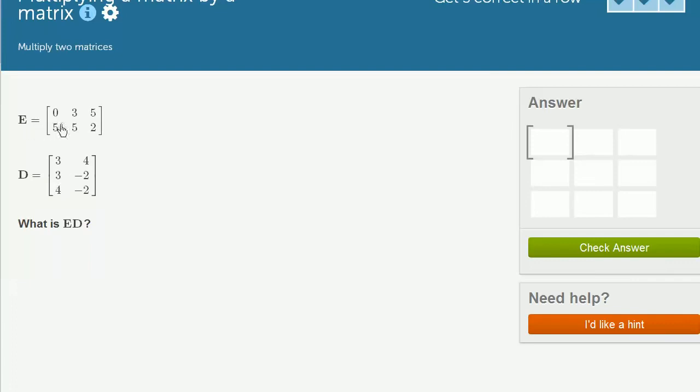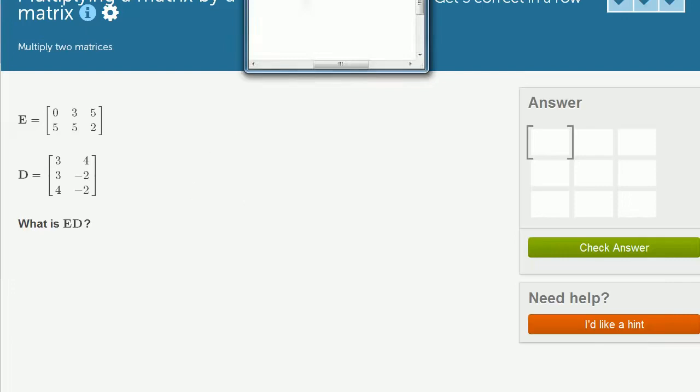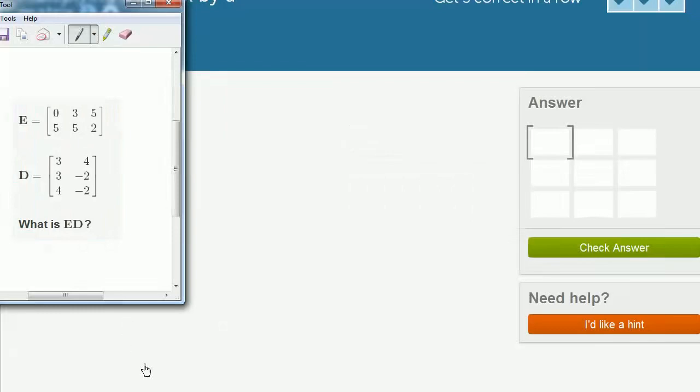We're given two matrices over here, matrix E and matrix D, and they ask us what is ED, which is another way of saying what is the product of matrix E and matrix D. So just so I remember what I'm doing, let me copy and paste this, and then I'm going to get out my little scratch pad. So let me paste that over here. So we have all the information we needed. And so let's try to work this out.